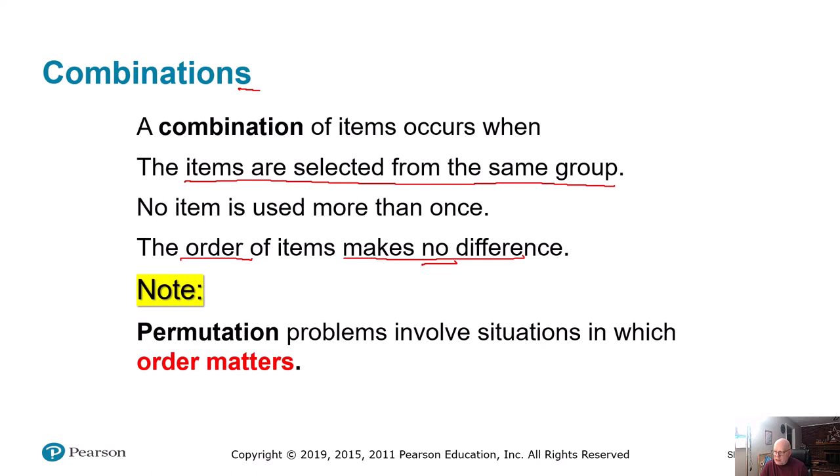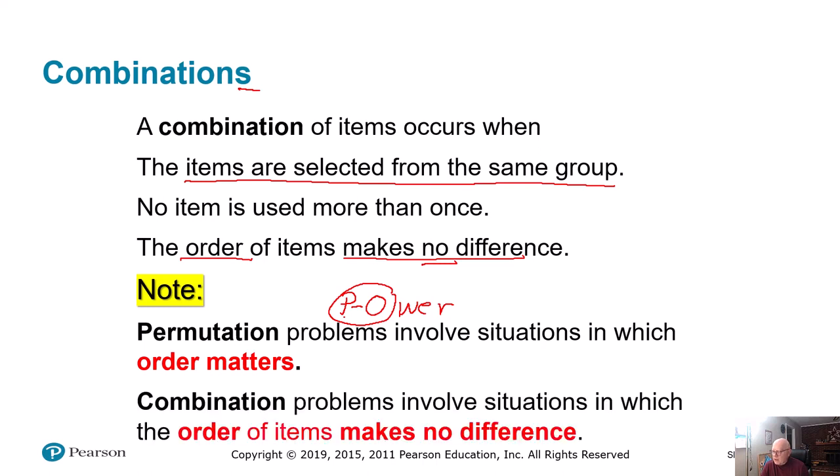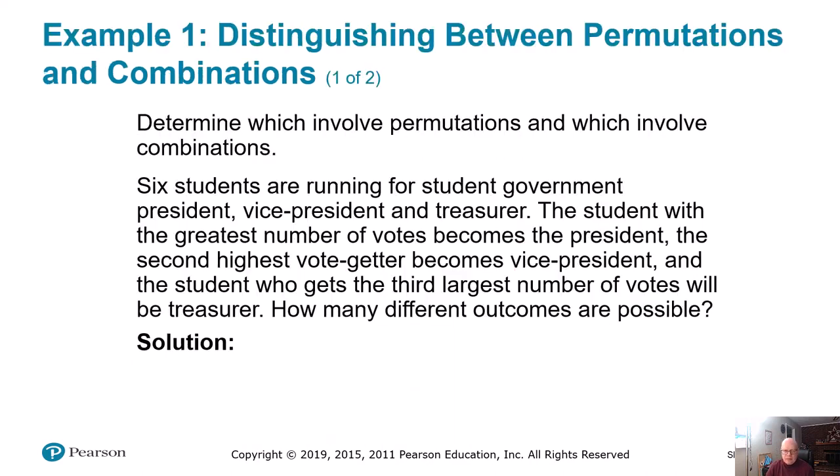Order matters for permutation. So maybe you want to say permutation, P-O, or maybe you want to think of it this way. Power, permutations, order, whatever way, just so you keep those straight. Combination, CD, like a certificate of deposit. Combination, the order doesn't make a difference. All right, let's take a look at some examples so you can get an idea of how this works.